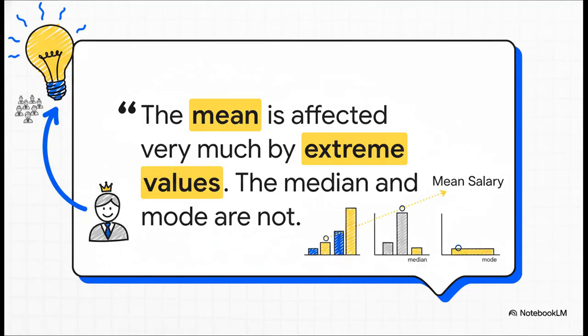And here is the aha moment. That mean of 7,000 rupees is totally misleading, isn't it? It got dragged way up by that one high supervisor salary, by that outlier. This is the crucial takeaway. The mean is very sensitive to extreme values. The median and the mode, however, are not. In this case, they give us a much, much truer picture.